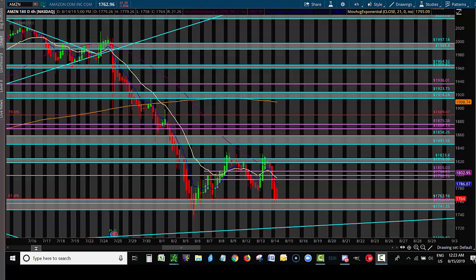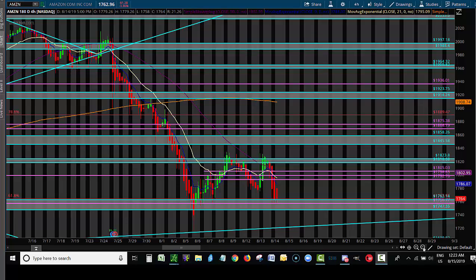It is the 15th of August, 2019, and we're looking at Amazon. Now, from the 4-hour chart, we'll see that Amazon almost touched this trend line, which would be the top of a channel that goes back to 2016.